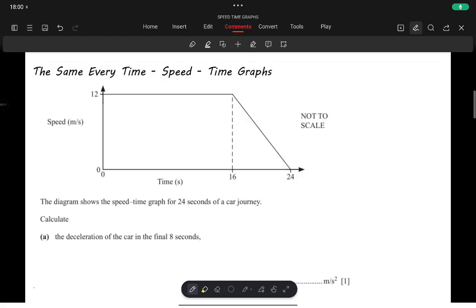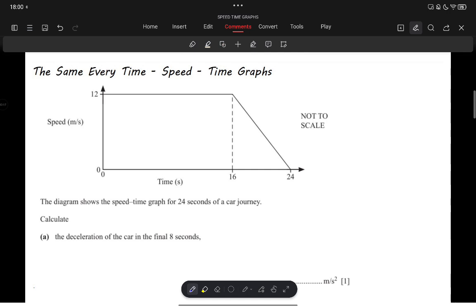Welcome to another video, the same every time. GCSE Maths, looking at the kind of questions that, apart from the numbers, are the same every time. Looking at speed time graphs in this set of videos. And here we are, another exam question.